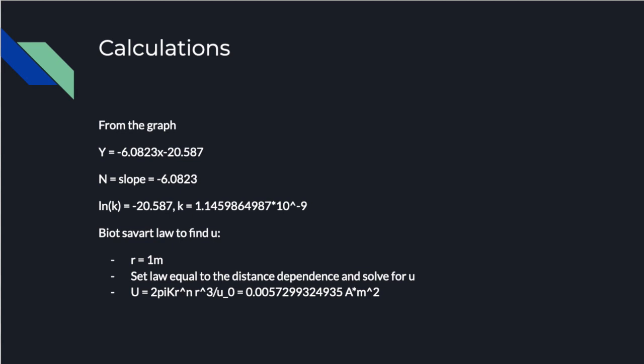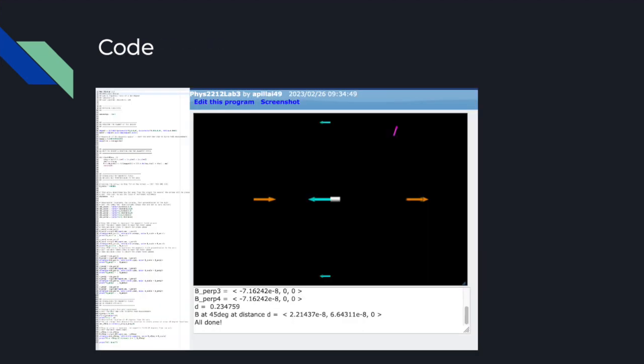When r equals 1 m, and we set the law equal to the distance-dependent equation and solve for μ, we get that μ equals 2π times k times r to the n times r cubed over μ0, which gives us 0.005729 or approximately 0.006.